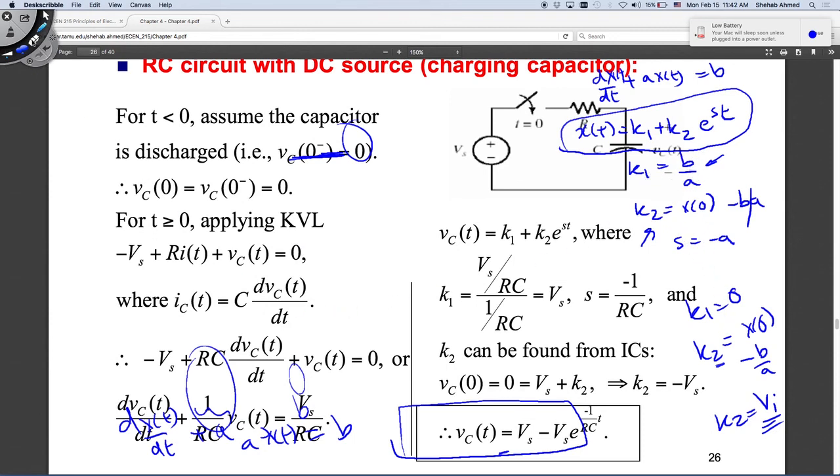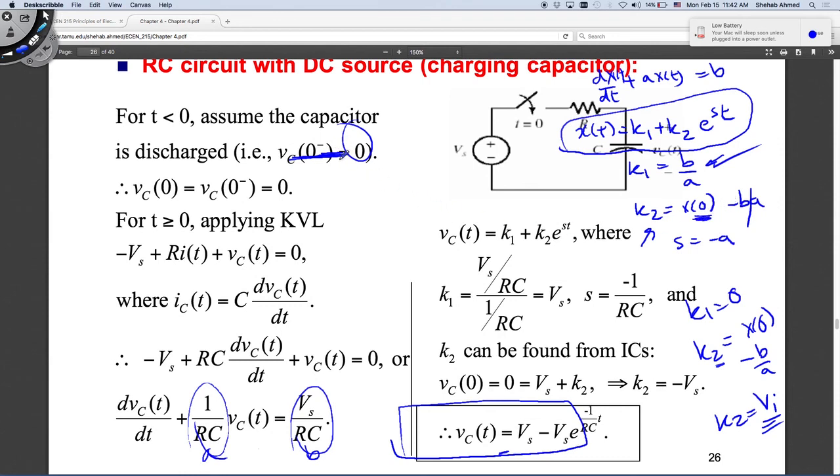So after they wrote the equations, the Kirchhoff voltage law around the loop, they wrote the equation in the dx by dt plus ax equals b format. So this is your a and this is your b, and the solution is x of t equal to k1 plus k2 e to the st. K1 and K2 are certain values that depend on the initial condition.